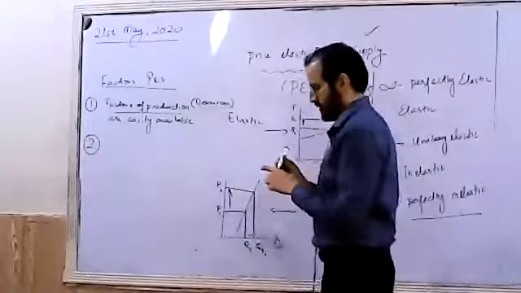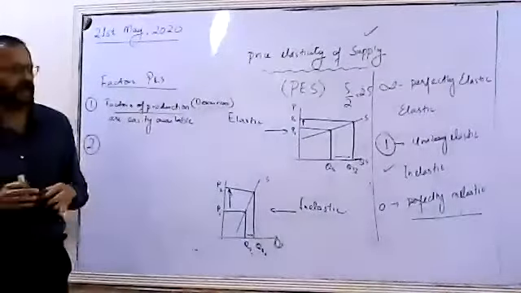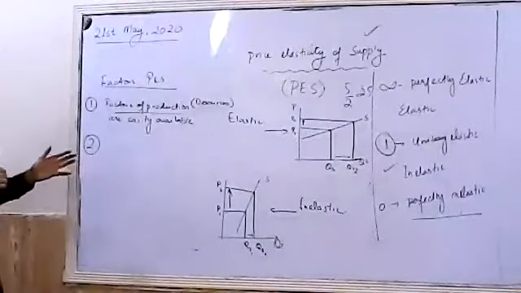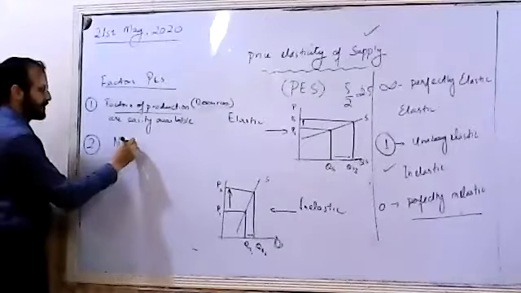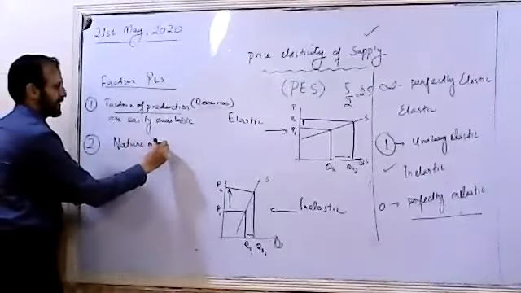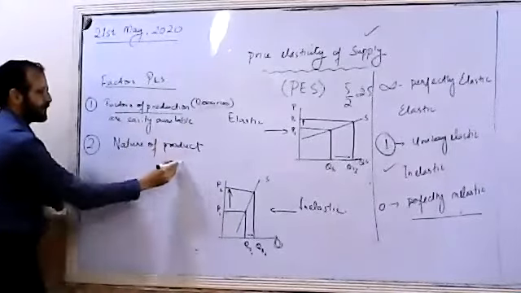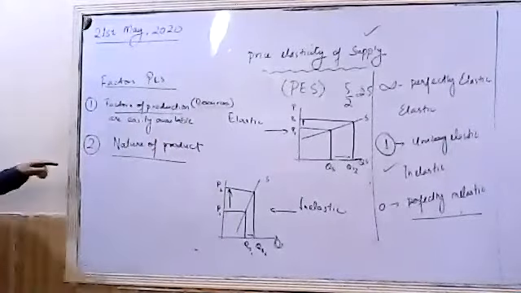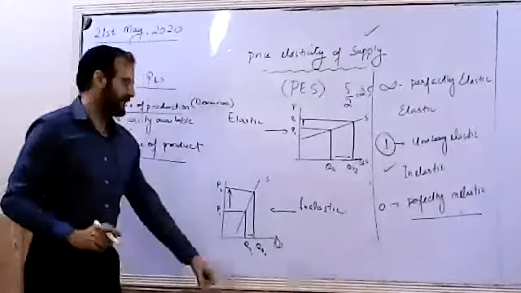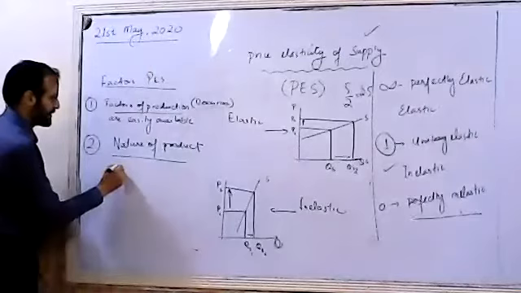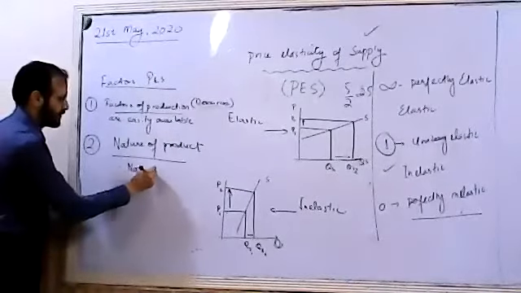Number two, what other things can we see that decide whether the product supply is going to be elastic or inelastic? It depends upon the nature of the product. The nature of the product decides whether it's going to be elastic or inelastic. Let's suppose the nature of the product is such that it is grown naturally.